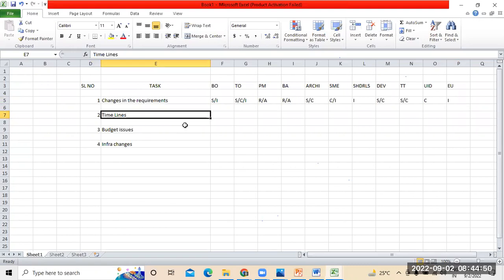are we performing here? Changes in requirements is the first one. When we talk about changes in requirements, business owner support and information providing is needed. Technical owner support, consultation, information providing is required. Business project management team responsible and accountable. Even the business analyst is equally responsible and accountable. Next, architect support and consultation is required. Subject matter expert consultation and information providing is needed.